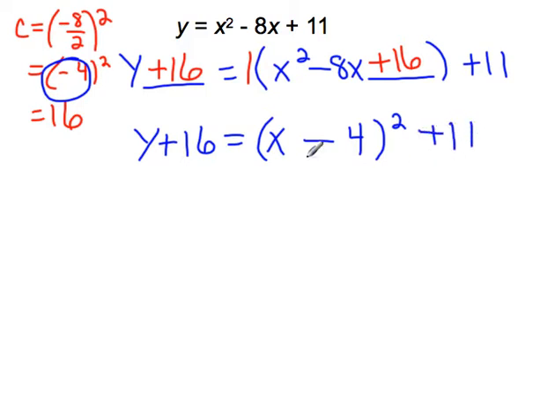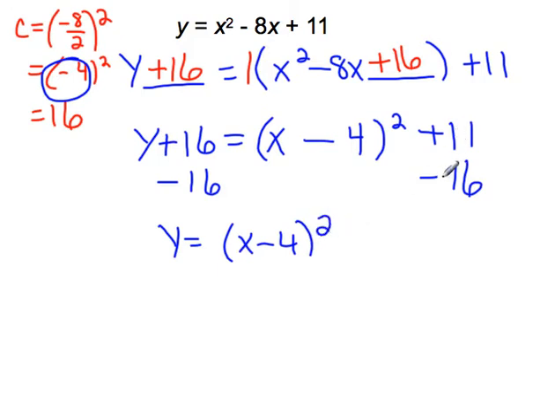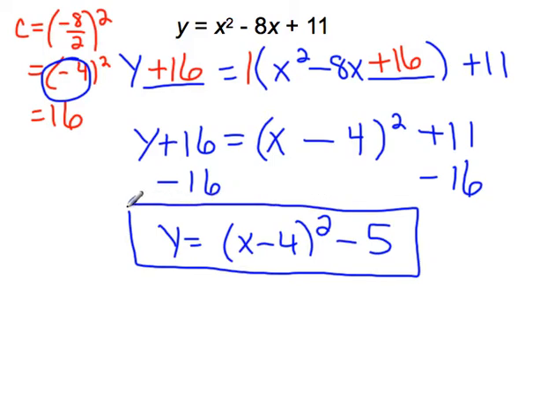Okay, now the last step is to subtract the 16 on both sides because you want to get y by itself. So I have y equals x minus 4 squared, and this is going to end up adding up to minus 5. Think back to vertex form. This is what vertex form looks like. We looked at those when we were graphing quadratic equations.